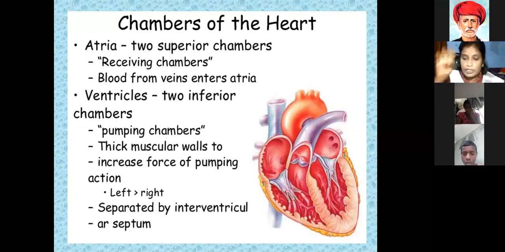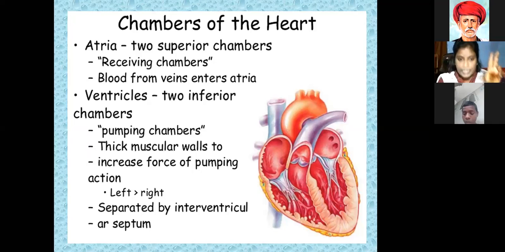The four chambers: the first two are receiving chambers and the other two are pumping chambers. The two chambers, the auricles or atria, are called superior chambers and are a kind of receiving chamber, receiving blood. In the same way, the ventricles, the two inferior chambers, are called pumping chambers, pumping the blood through all parts of the body.